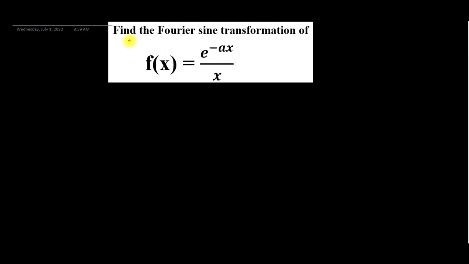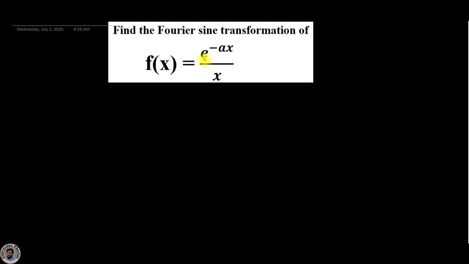The example says: find the Fourier sine transformation of f(x) equal to e to the power minus ax divided by x. We have to find the sine transformation of this given function.